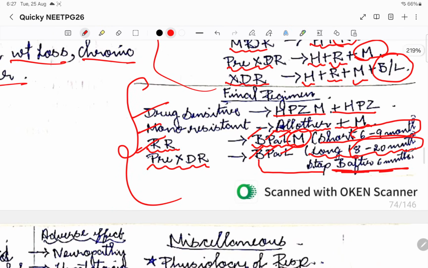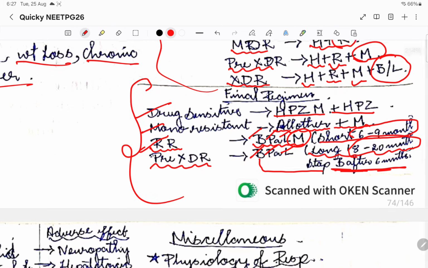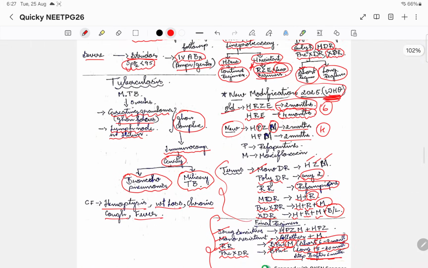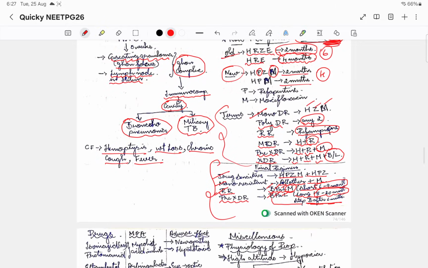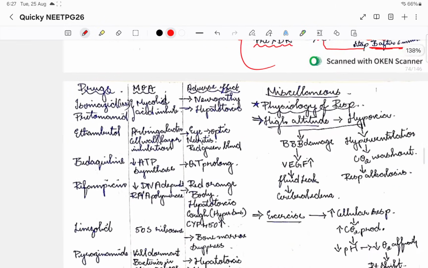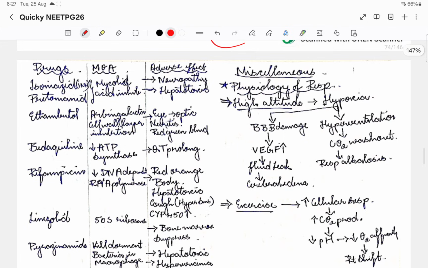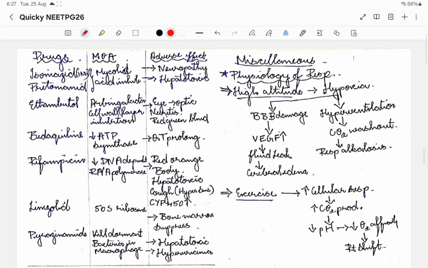So just like we stopped pyrazinamide in drug sensitive TB after 2 months, in the same way here bedaquiline is stopped after 6 months of treatment. Okay, so this is all and everything you need to know with respect to TB and how it is managed. I have given all the mechanisms of action and all the adverse effects with respect to TB drugs. Please go through this table. This is a very important previous year topic.